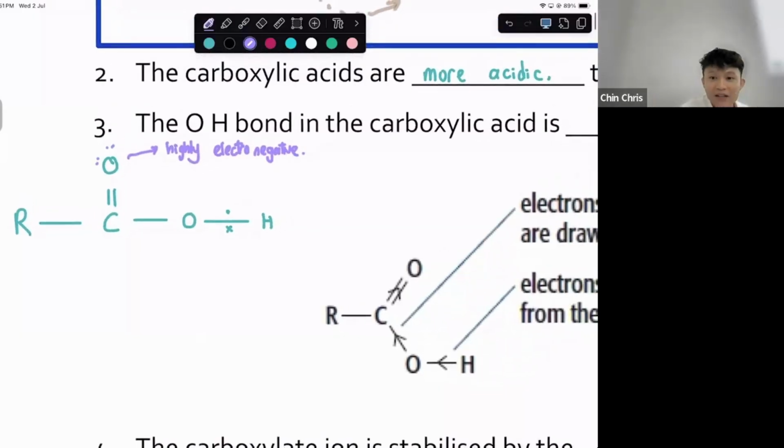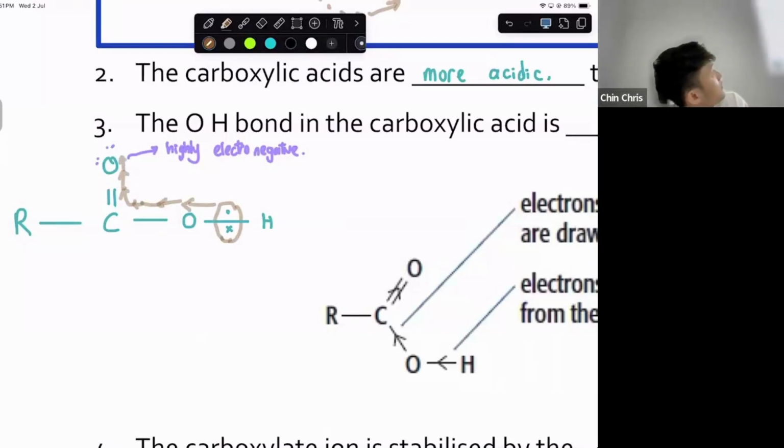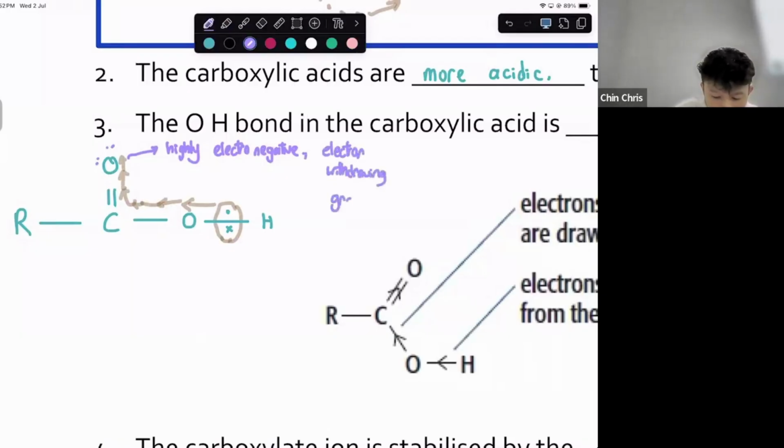Alright, guys, you see this is a highly electronegative atom. Which means it's going to suck all the electrons towards itself. The electrons will get drawn towards it. Since it is drawing the electrons towards itself, we have a new term, electron withdrawing group. You can just write EWG. Electron withdrawing group. That's it.